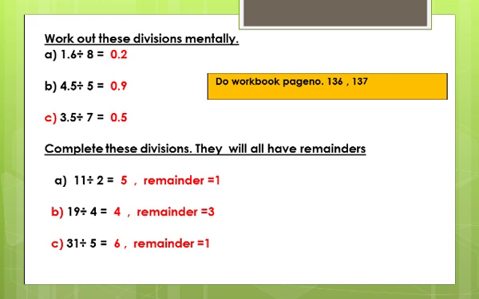The remainder is 1. 19 divided by 4 is, 4 times 4 is 16. 16 is smaller than 19. So 19 divided by 4 is 4. 3 is left over. So the remainder is 3. 31 divided by 5. 6 times 5 is 30. 1 left over. So 31 divided by 5 is 6 and the remainder is 1.